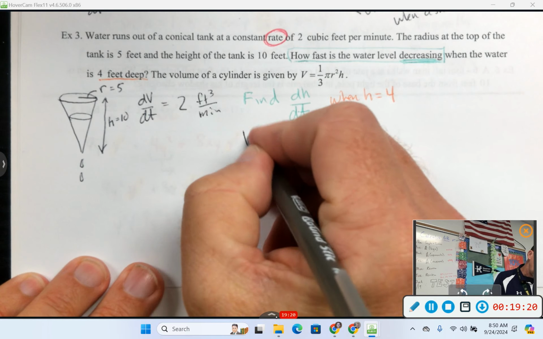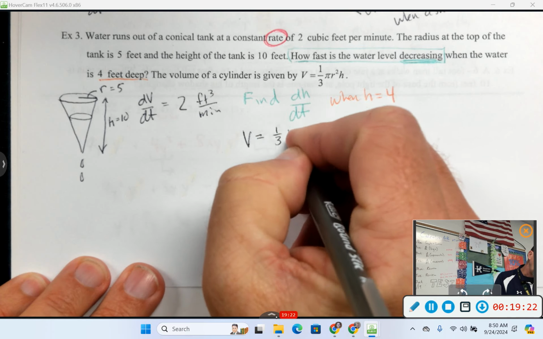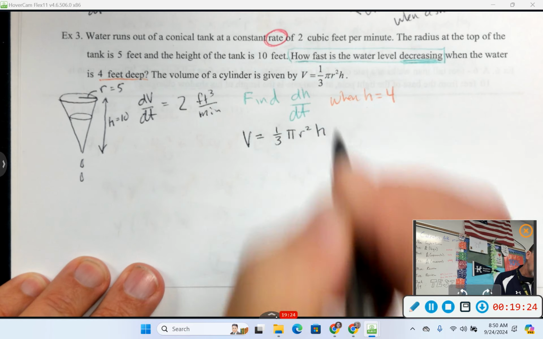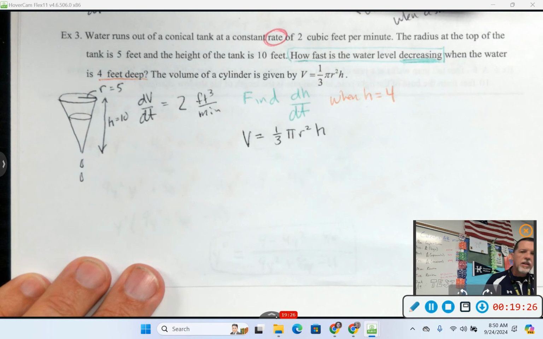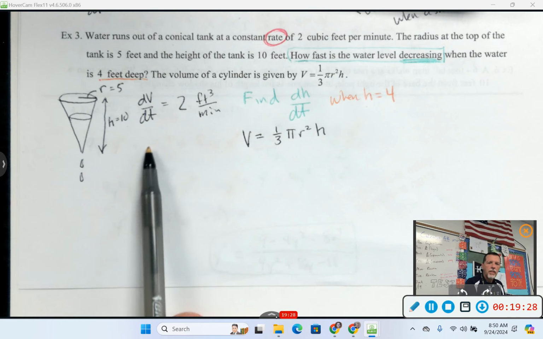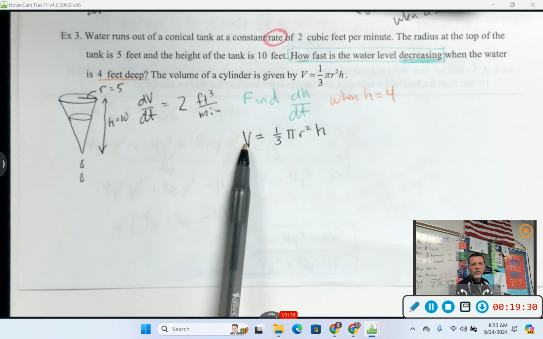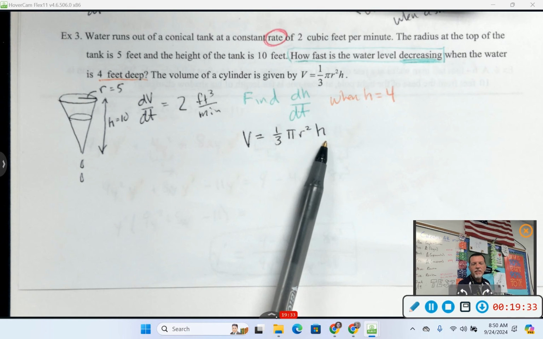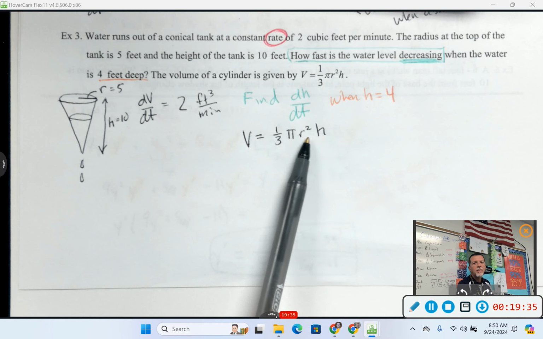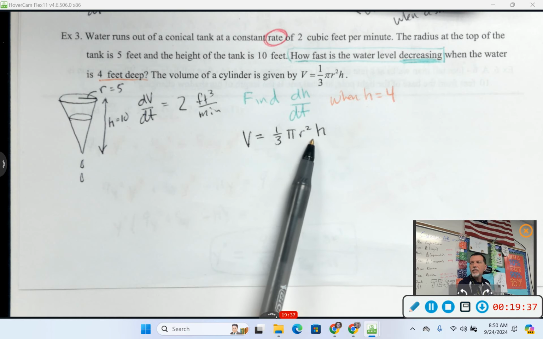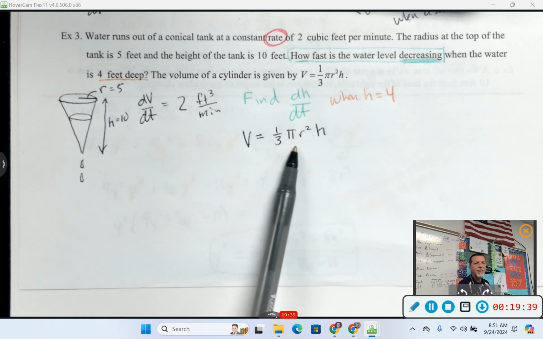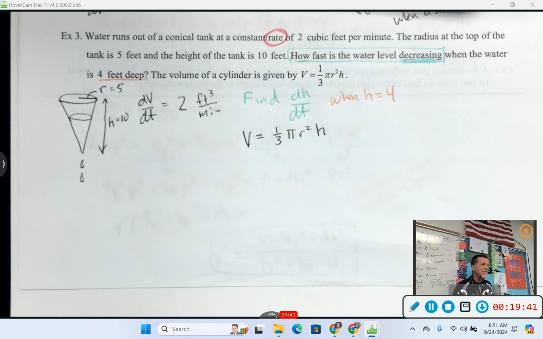Okay, and they're nice enough to give me an equation here. They gave me dV/dt, so that'll show up. When I take a derivative, dH/dt will show up. Uh-oh. What else is going to show up if I take a derivative of the right-hand side? dR/dt is going to show up. And I don't have dR/dt, and I don't really have anything that tells me dR/dt.